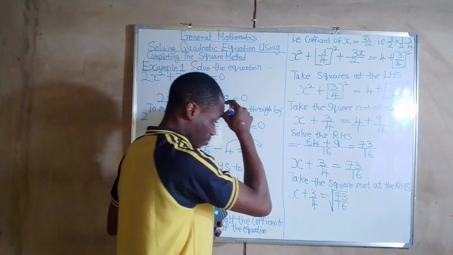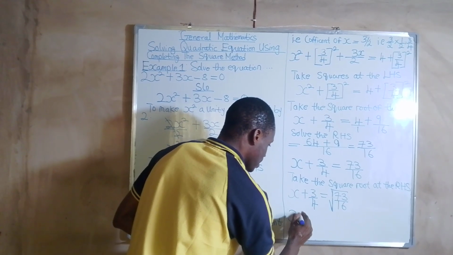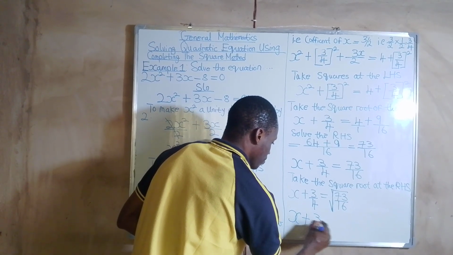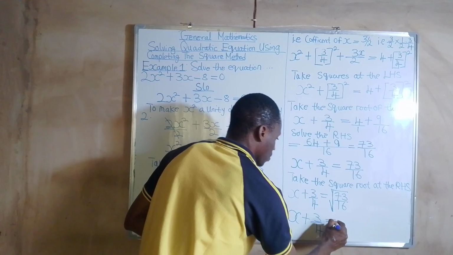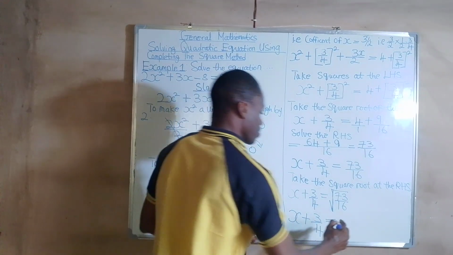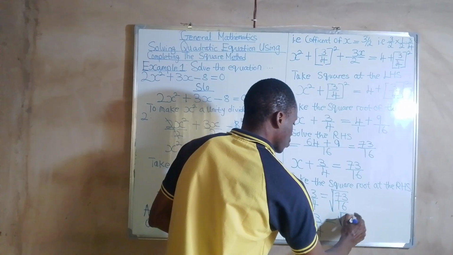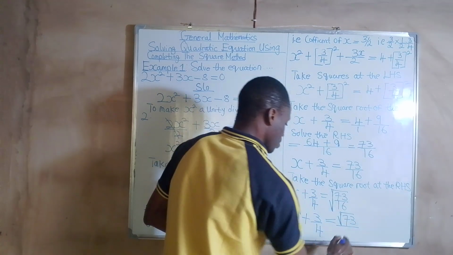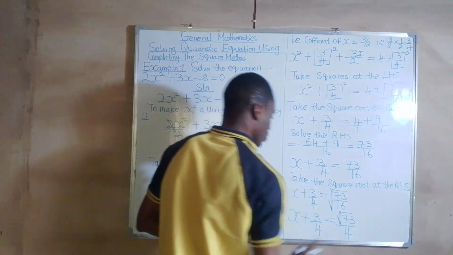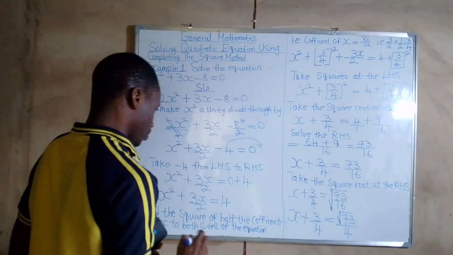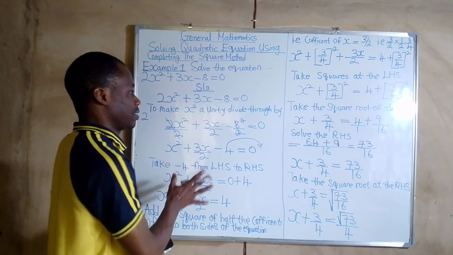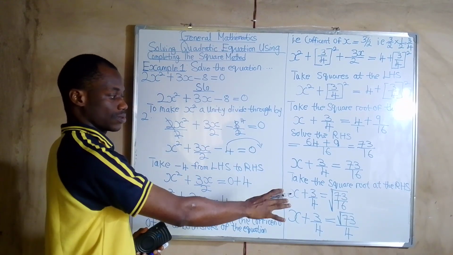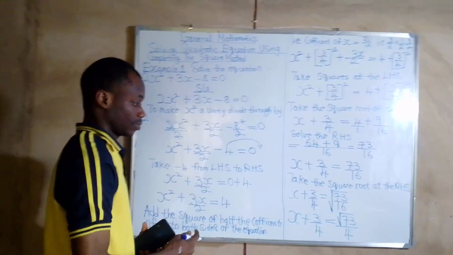Good. Now, we have x plus 3 over 4 is equal to the square root of 73 over 16. 73 is not a perfect square, so we'll leave it there. Square root of 16 is what? 4. We are good to go with this, right? So I'll be wiping this off so that we move over to this.